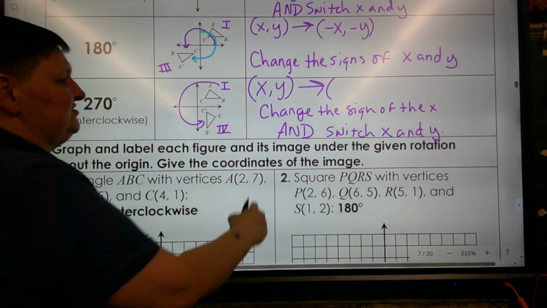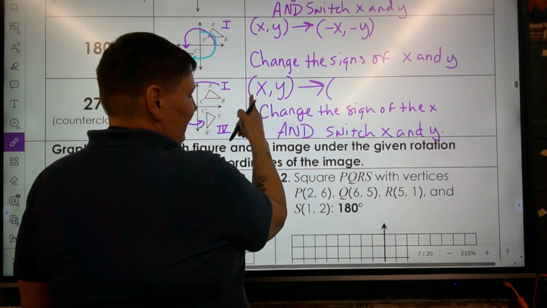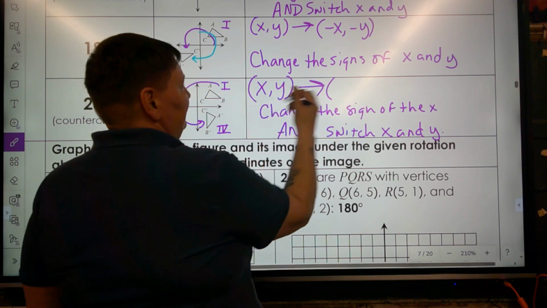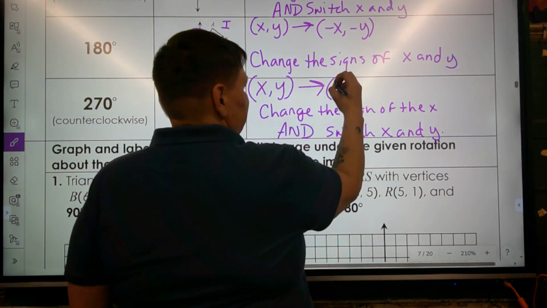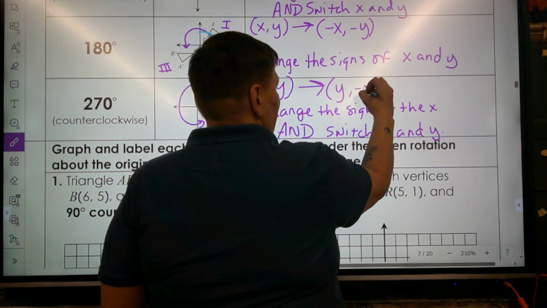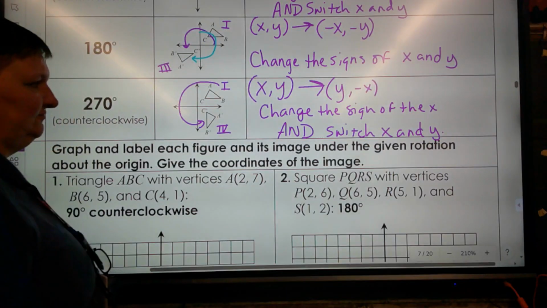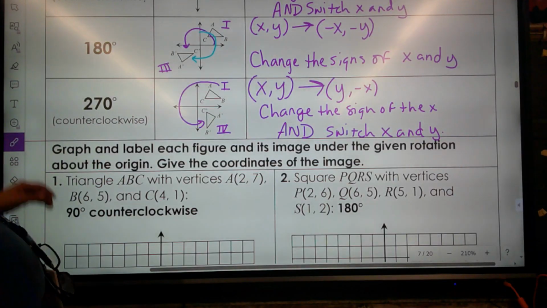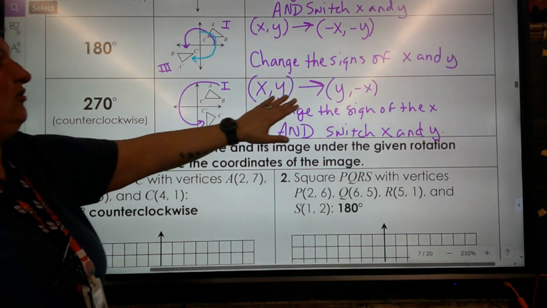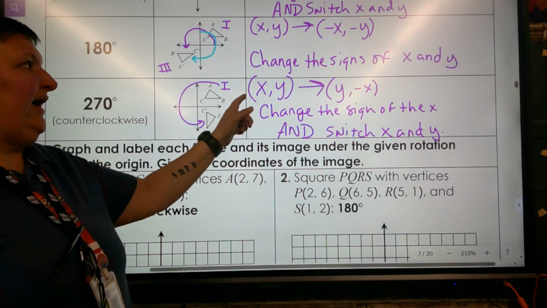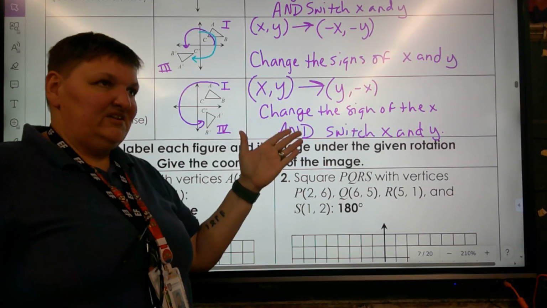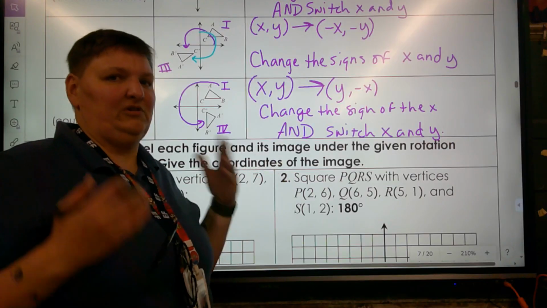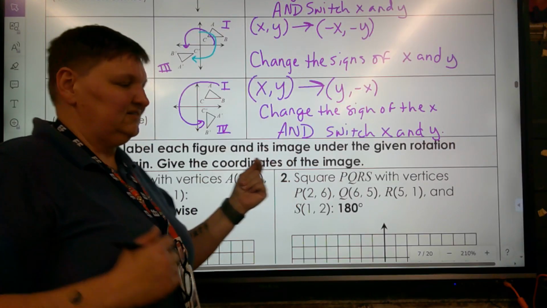Just follow the rules. So you're going to change the x. So if it's positive, make it negative. If it's negative, make it positive. And you're going to switch them. So you're going to end up with y, negative x. If you don't understand why positive becomes negative and negative becomes positive, ask. I'll show you an example and you'll understand like this.